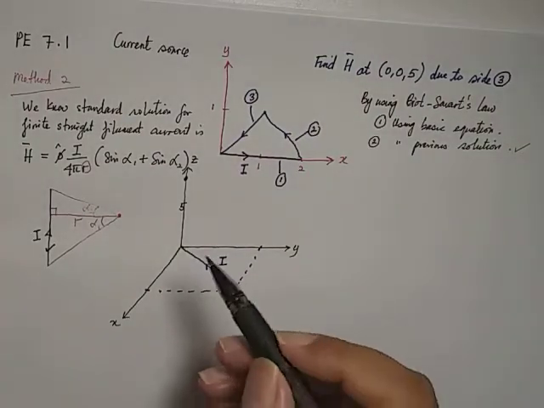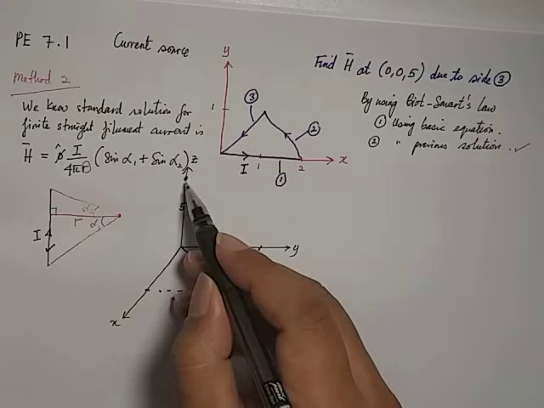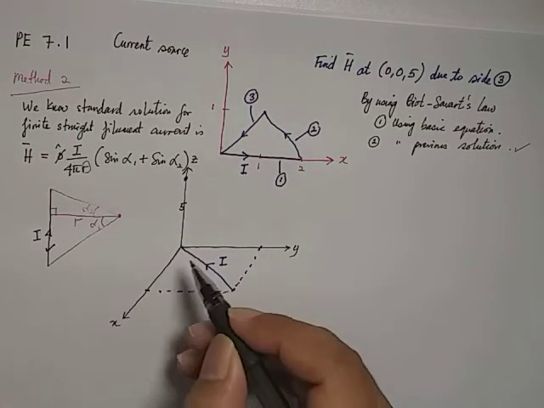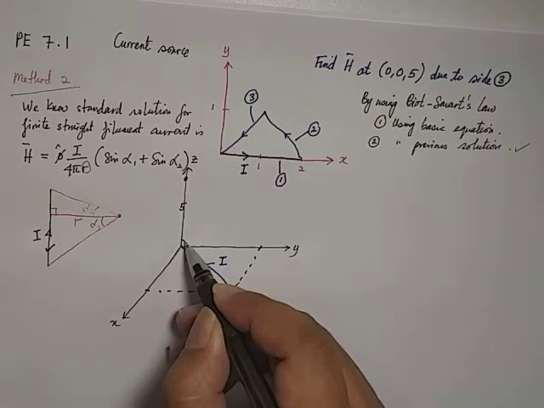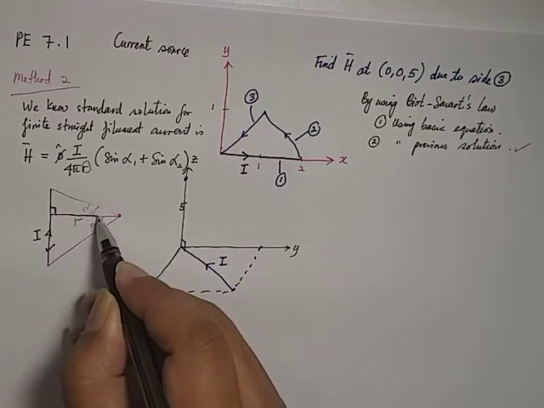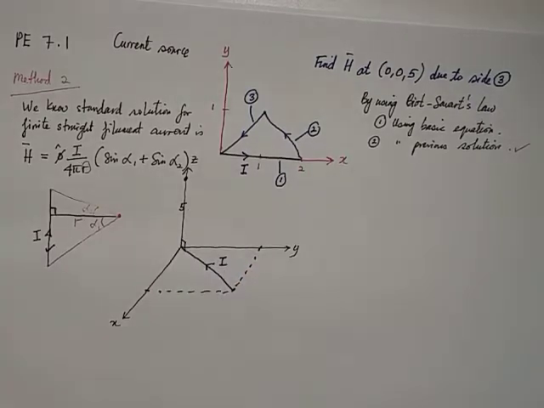So now I have to see. I can see now this line actually is this line here. Why? Because the angle between these two lines is 90 degrees. See? So this is this line. So now this is my R.